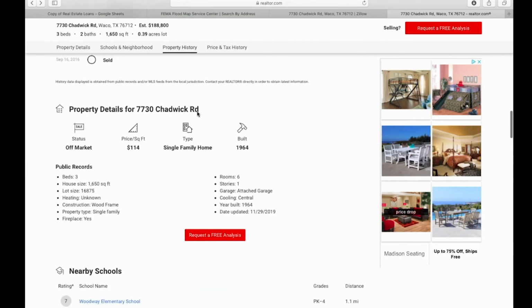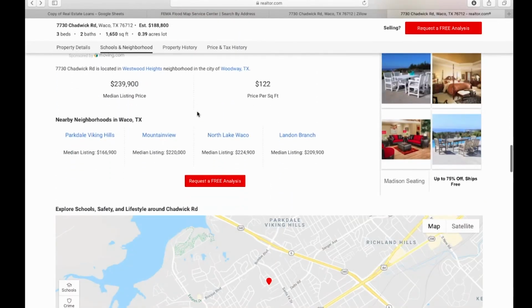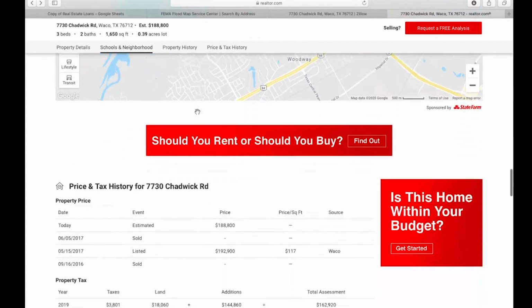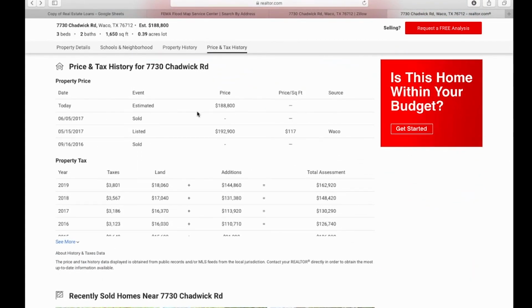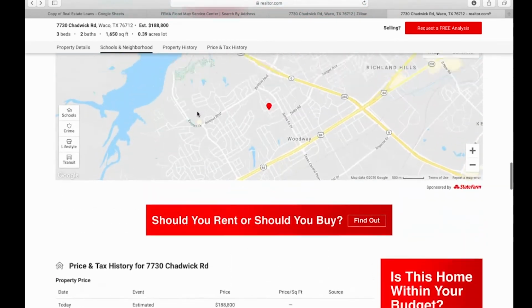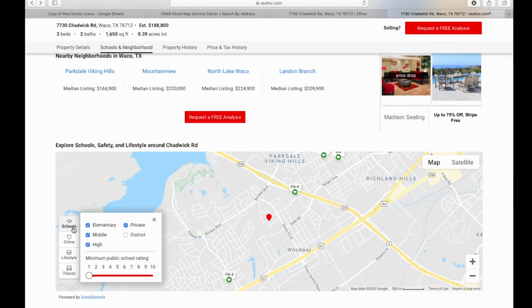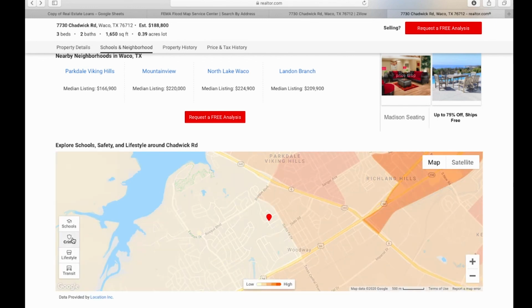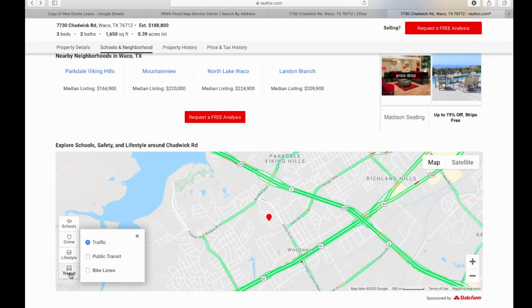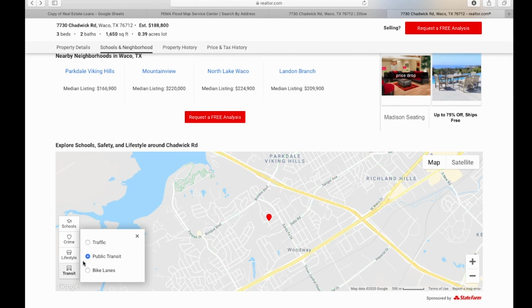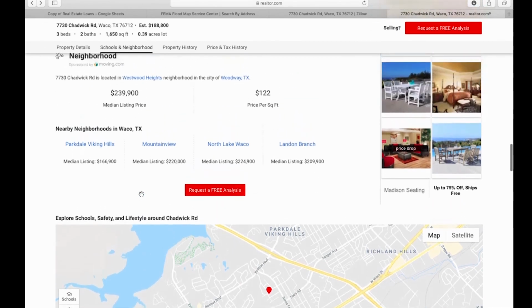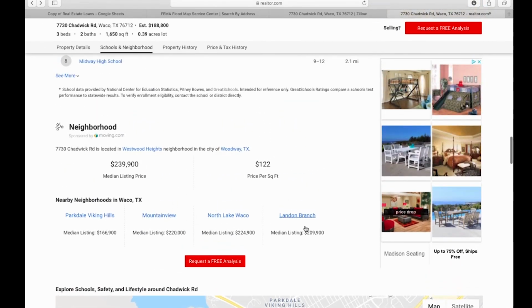Lots of really good information here on Realtor.com. You can see school districts. This is definitely built for people looking to purchase homes. It's got tax information there. You can explore schools. I can see which school districts are around. Crime, very low crime area. Public transit, we don't have much here in Texas. Everybody has a car in Texas. Nearby neighborhoods, what are the median listing values in those neighborhoods?